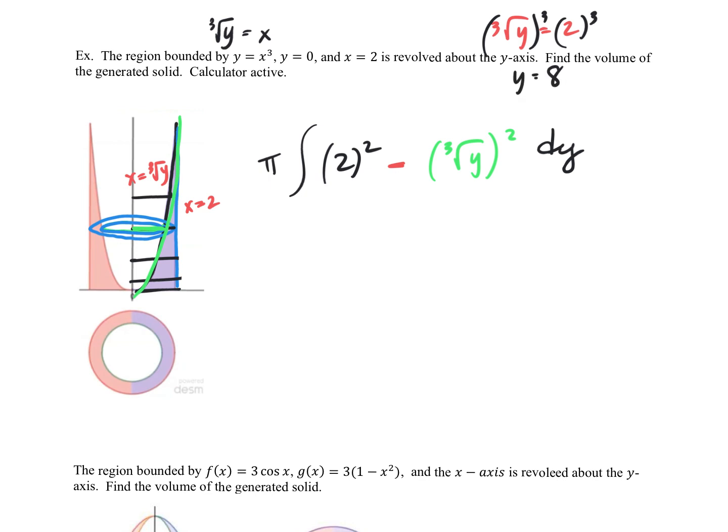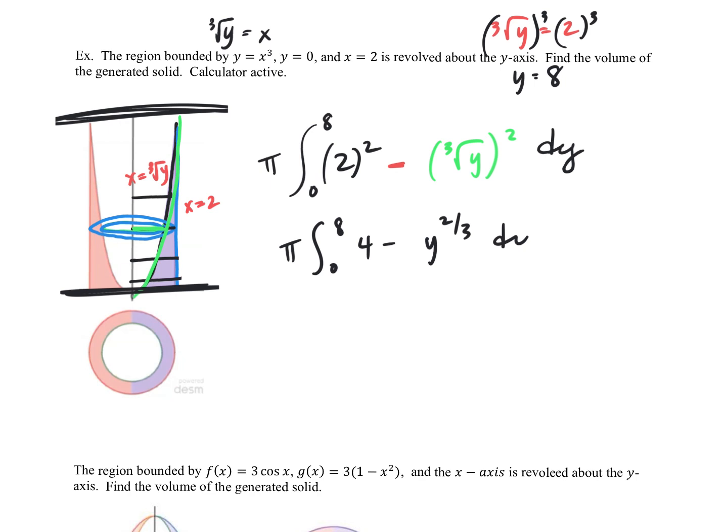Let's practice this one without a calculator. Oh, wait, my bounds. What do we say my bounds are? From where on the y-axis to where? 0 to 8. Let's simplify first. 2 squared is 4, minus y to the 2/3. Thank you, power over root.